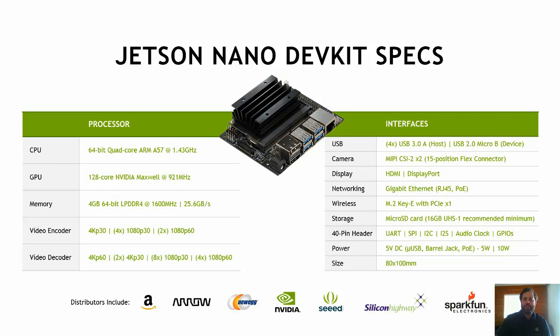The processor has an integrated 128-core NVIDIA Maxwell GPU, 64-bit quad-core ARM Cortex-A57 CPU, 4 GB of LPDDR4 memory, and 4K hardware video encoder and decoder, capable of simultaneously decoding 8 HD video streams and encoding 4 HD video streams at once. Jetson Nano is made for processing lots of high-definition sensors and multimedia with AI and analytics. You can get these developer kits from a variety of suppliers worldwide, including Arrow, Amazon, Newegg, Seed Studio, SparkFun, and Silicon Highway, and more regional distributors coming online soon.